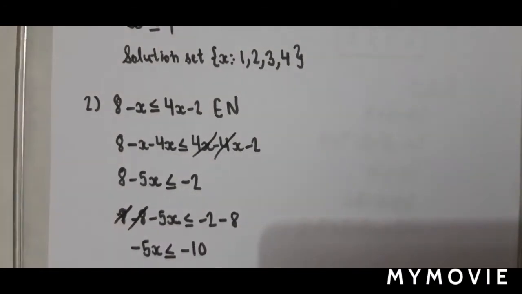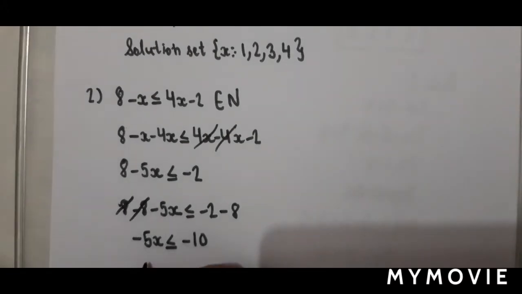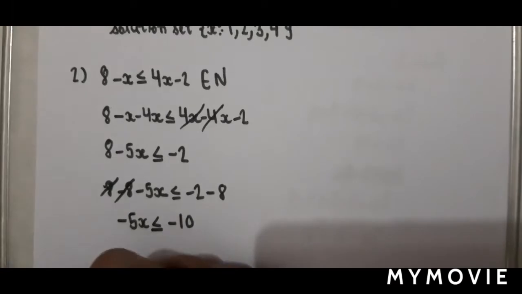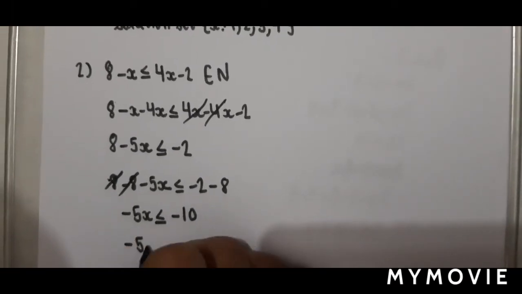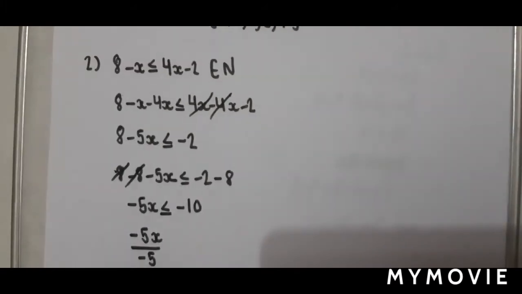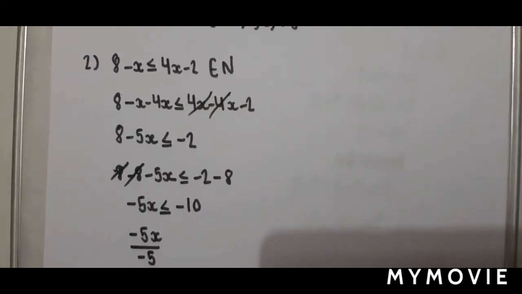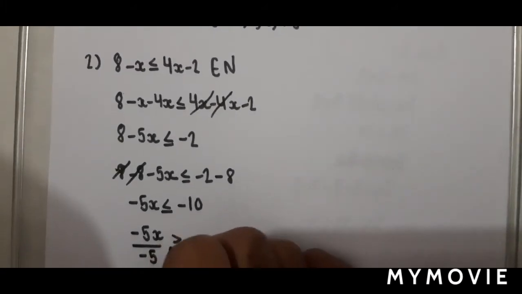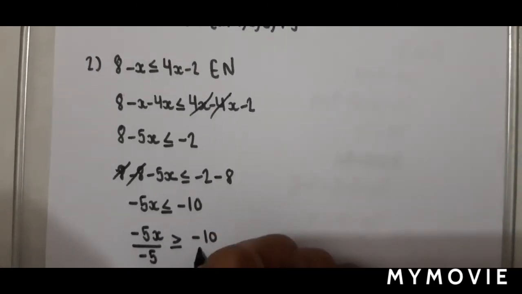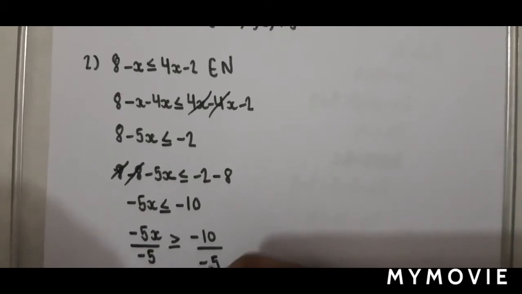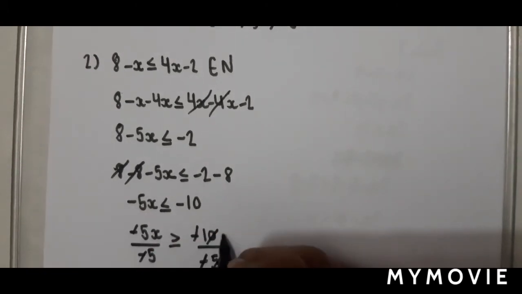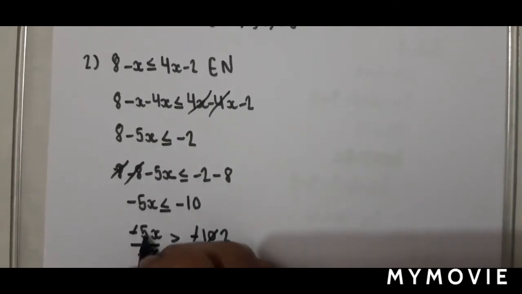So now we should divide by minus 5 on both sides. So minus 5x by minus 5. See, we are dividing with a negative number, so the sign gets reversed. So minus 10 by minus 5. Minus minus gets cancelled, 5 2s are 10, so 5 5.